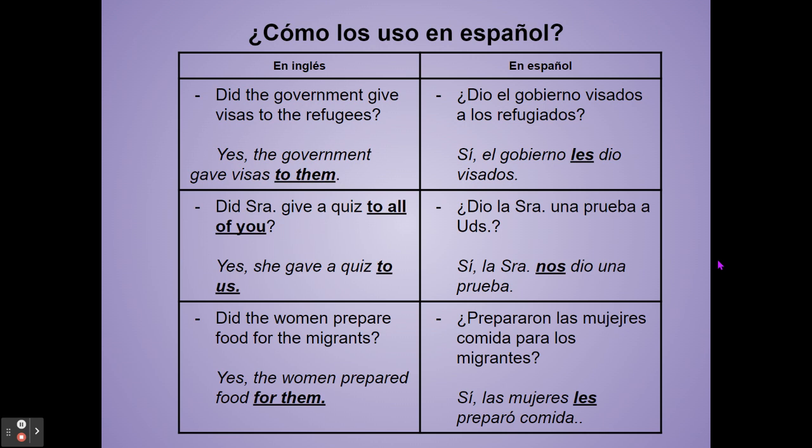Once again, you'll notice that the indirect object pronoun goes before your conjugated verb for all of the examples here. Did Señora give a quiz to all of you? Yes, she gave a quiz to us. ¿Dio la señora una prueba a ustedes? Sí, la señora nos dio una prueba. Yes, Señora gave a quiz to us. Did the women prepare food for the migrants? Yes, the women prepared food for them. ¿Prepararon las mujeres comida para los migrantes? Sí, las mujeres les prepararon comida. Yes, the women prepared food for them, les being for them.